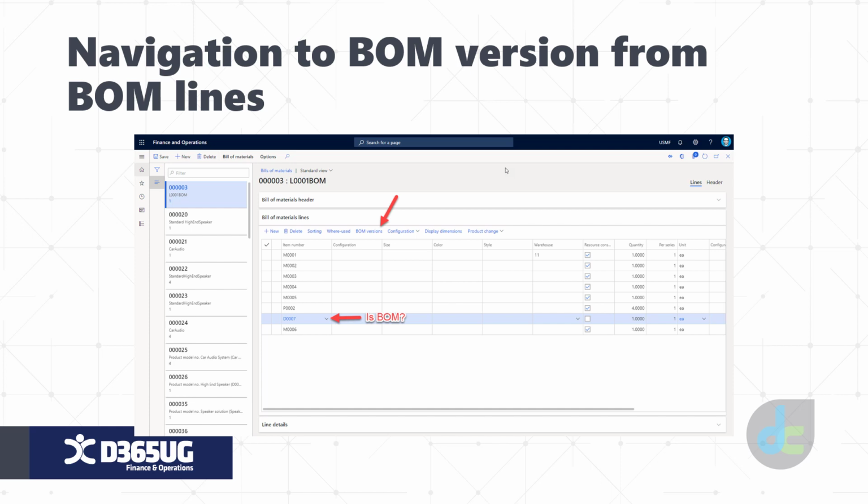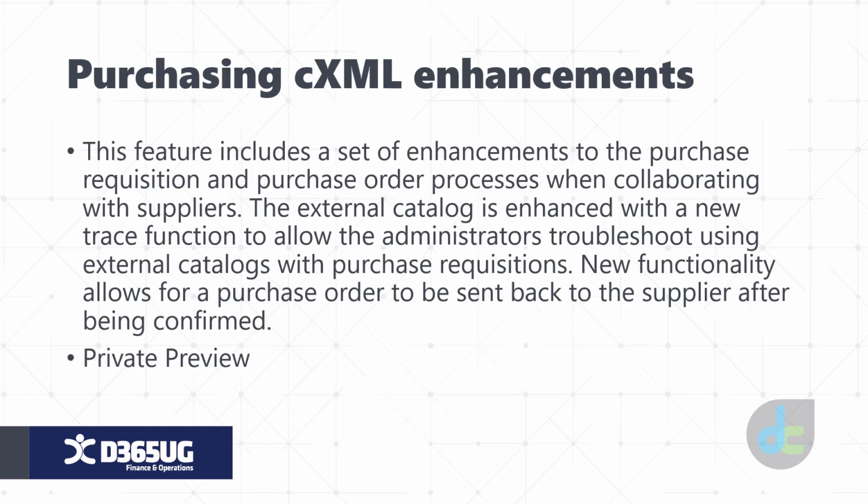Next is the navigation to BOM versions from BOM lines. So if you turn this feature on when you're looking at your bill of material lines and you select a line that is a BOM, you're able to get to the BOM versions for that BOM from the BOM line screen, so you can see what versions are currently active and what's upcoming. So no new functionality, just easier way to get around.